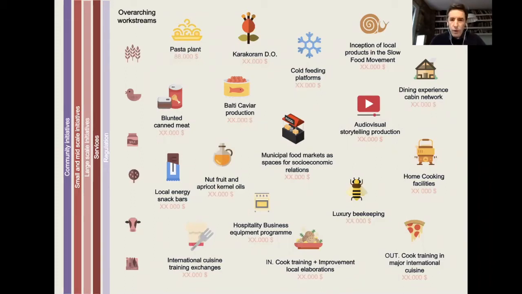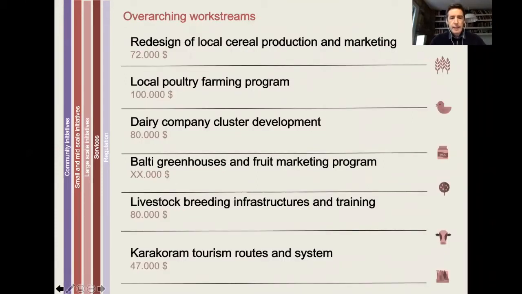As you will see, if we go one backwards, is it possible? Okay. Here you can see that we have chosen from the narratives and the meta-narratives six overarching work streams that you can see there: redesigning the cereal production, redesigning the local poultry farming, the dairy company cluster development, Baltic greenhouses, livestock breeding, and Karakoram tourism system. Those are the conclusions we have reached once reading all the narratives, since we have seen that there is a big strength in this food map, okay?